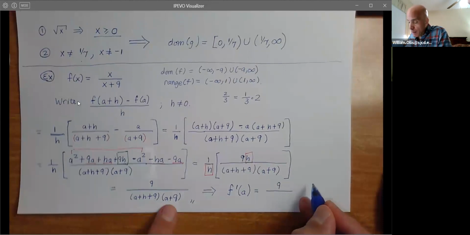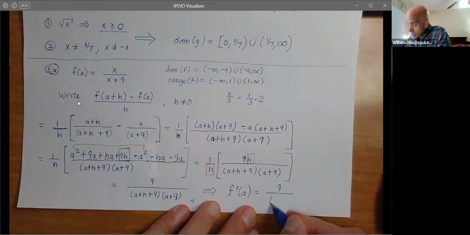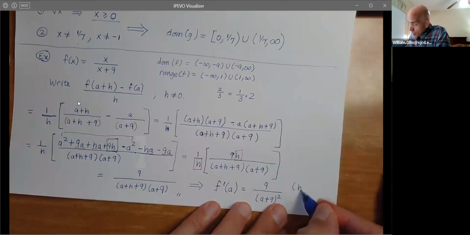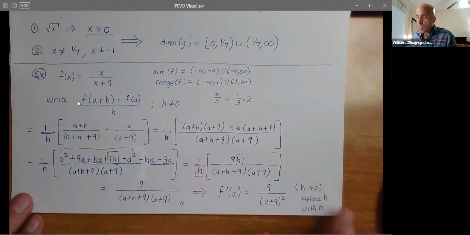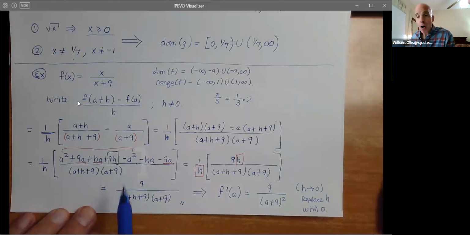And now we'll have two copies of this because the h basically disappears in the limit. So we'll say a plus 9 quantity squared. That is, in this case, h approaches 0. So we replace h with 0. So this is why you do this. This is not because we just want you to do extra work. Now, there are other forms of the derivative that we will discuss when we take Calculus 1.